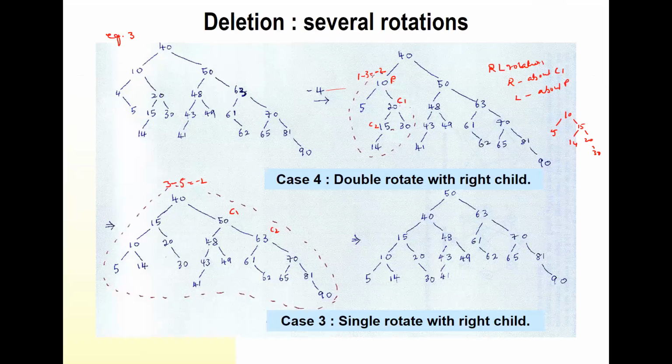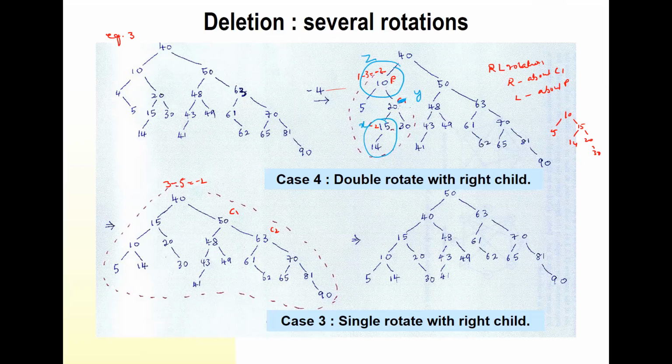Now there are some cases also where we have to perform multiple rotations. We'll discuss this one by one. The deletion of 4 in this case will make this a pivot node. Now considering this as the Z node, immediate to this will become your Y node of greater height, and this is the node with greater height.